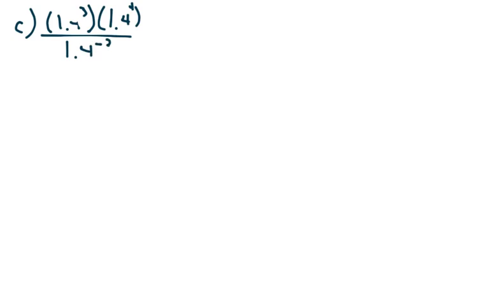I'll flip on to the next slide for C. Just copy out the question again. So on the top, we have multiplying. We'll add the exponents on the top, get 1.4 to the power of 7. Leave the bottom for now.